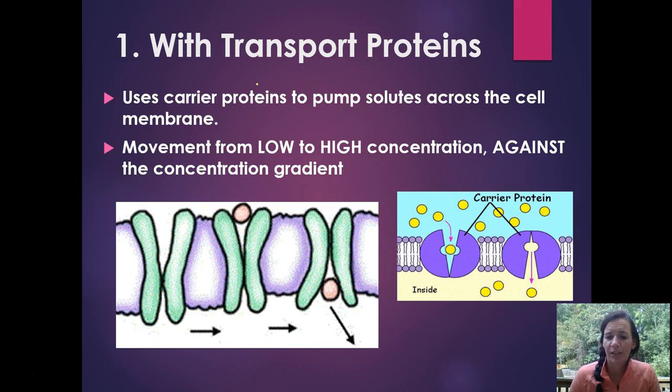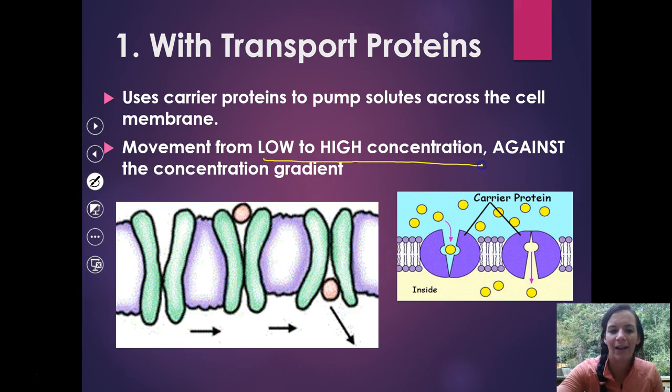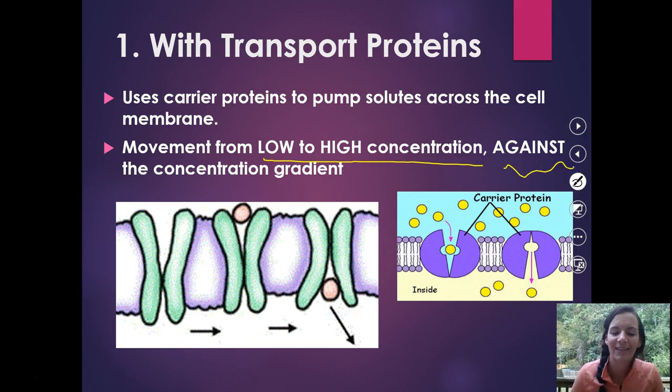Transport proteins, we've talked about these, carrier proteins. These are going to help pump solutes across that cell membrane. But the reason why it requires energy versus facilitated diffusion that we talked about earlier is because you're moving from low to high concentration, or against the concentration gradient. So we're going uphill when you're using a transport protein with these different things that are moving.